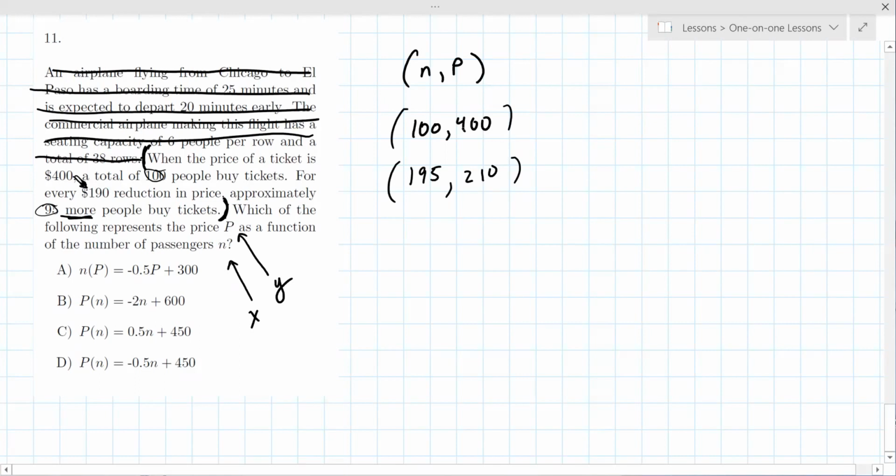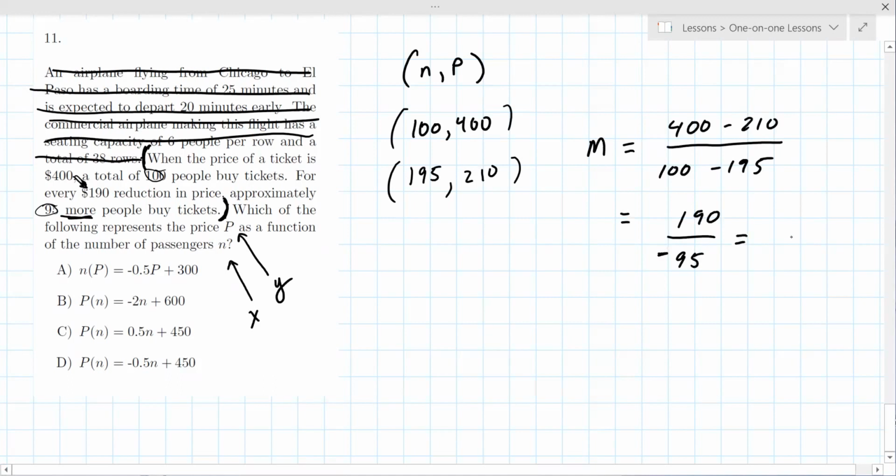You find the slope. Yeah, slope. I'm sorry, say that again. You find the slope. So the slope here is 400 minus 210 over 100 minus 195. It would also be okay to go 210 minus 400 over 195 minus 100. Okay. So this is 190 over negative 95, which equals negative 2.